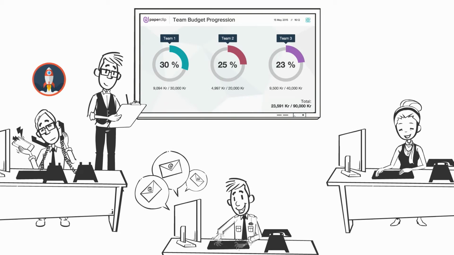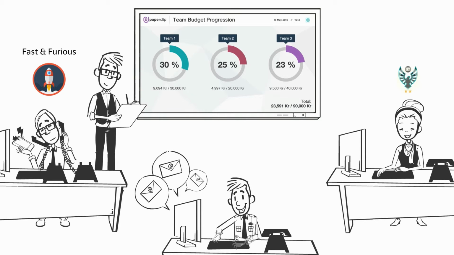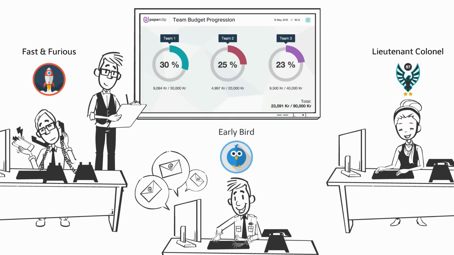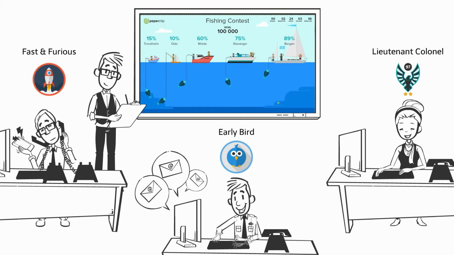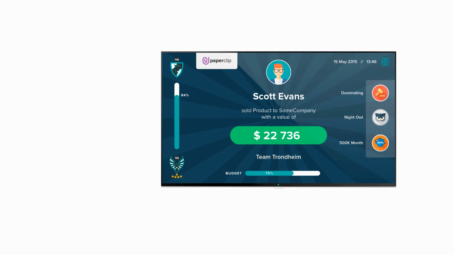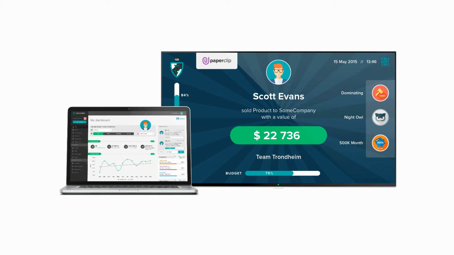In addition, SalesScreen offers an integrated gamification platform, which will bring new motivation to your sellers by automatically awarding them ranks and badges for completing sales tasks. We also make sales more fun by letting you organize friendly competitions such as races and fishing contests to stimulate your sellers' competitive instincts. SalesScreen can be displayed on TV screens and used from computers and mobile devices, so regardless of their locations, your sellers can always stay connected, informed, and motivated.